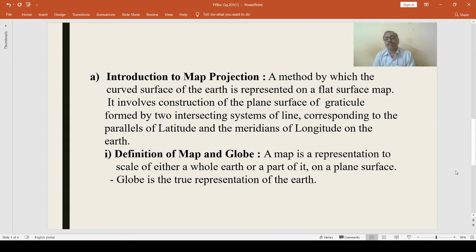A method by which the curved surface of the earth is represented on a flat surface map. It involves construction on a plane surface of a graticule formed by 2 intersecting systems of lines corresponding to the parallels of latitude and the meridians of longitude on the earth.